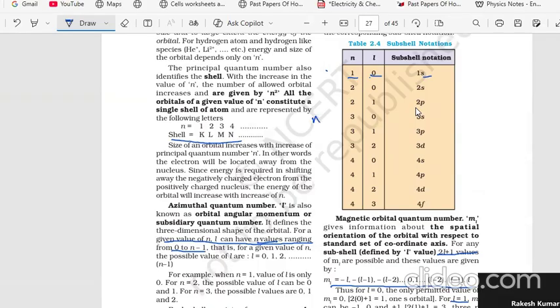0 is for S. If n is 2, it will be 0 and 2 minus 1, which is 1. So that means 0 and 1. These two have 0 and 1, and the third will have 0, 1, 2. And the fourth will have 0, 1, 2, 3. Now this represents the S, P, and D shell.